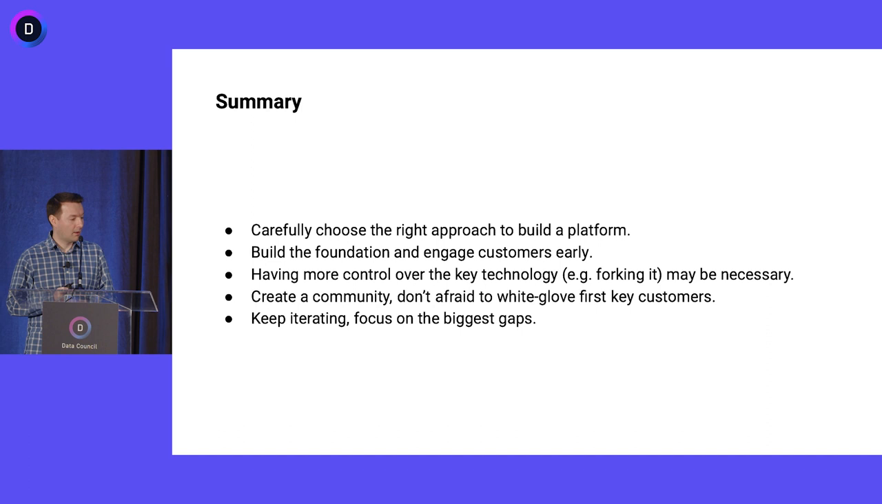Sometimes you have to have more control over that key technology that you're adopting. So for example, forking Flink was a necessary evil, you can say, but in the end it worked out pretty well. We created a community and we basically had to spend a lot of time with those first key customers and really show them the value of this ecosystem. But once we got them, it became very easy to convince everyone after that. And keep iterating, focus on the biggest gaps. This is what we're trying to do right now, by really understanding the strength of the offering and working on the gaps.